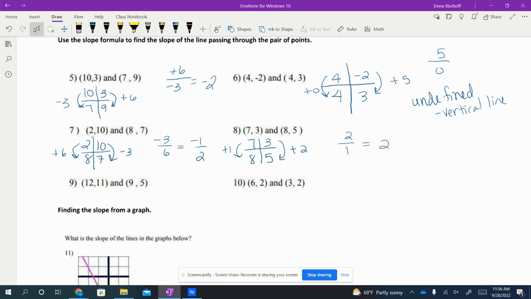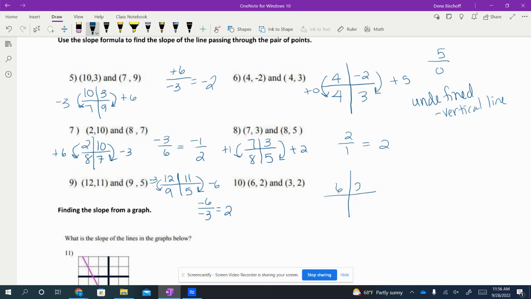Okay. All right, my first point, (12, 11). My second point is (9, 5). Amira, what do I do to the 11 to make it equal 5? Awesome. Kate, what do I do to the 12 to make it equal 9? So, no, you're fine. So -6 over -3. What does -6 over -3 reduce to? +2.